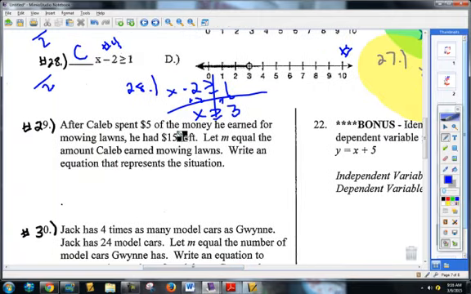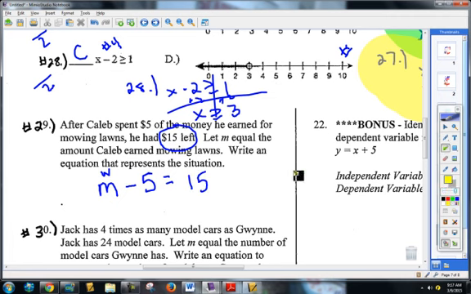Number 29. After Caleb spent $5 of the money he earned for mowing lawns, he had 15 left. Let M equal the amount Caleb earned mowing lawns. So we know that M is what he started with, right? Isn't that a whole amount? Then he spent 5. Would that be subtracting or adding? Subtracting 5. And what does that have to equal then? The part, which is how much he has remaining, which is 15.